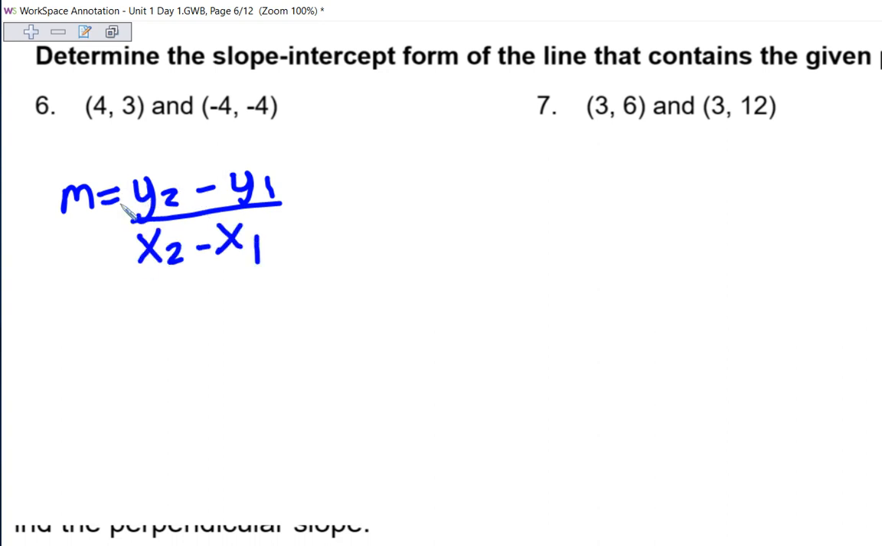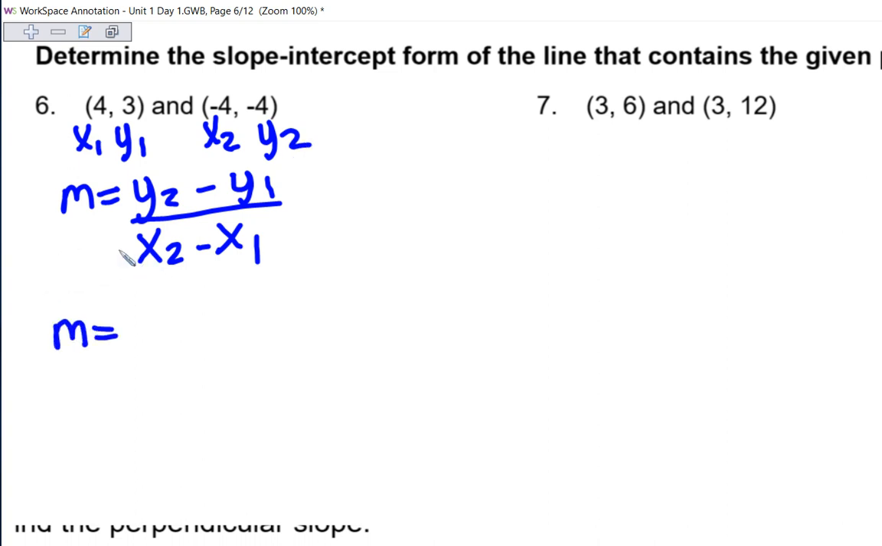Again, I am an organizer, so I'm going to label. The first point is x1, y1. That's my first x, my first y. Second point is x2, y2. That's my second x, that's my second y. Now what we need to do is take those 4 values and substitute them in.